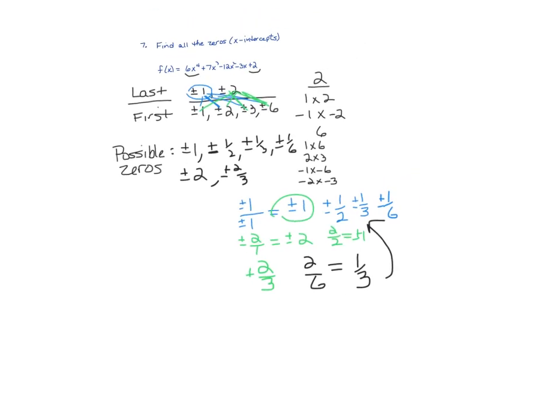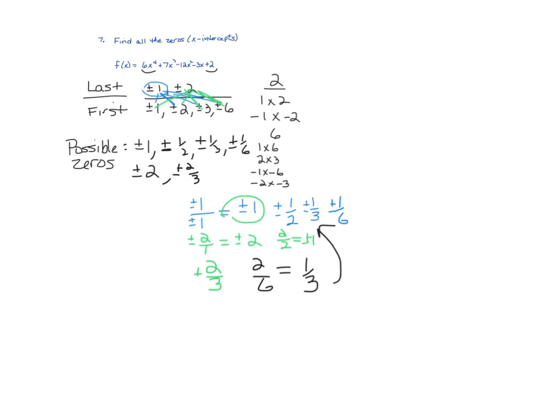Now, it depends on how good you are at guessing and testing. You may have to do it a couple times before you do a synthetic division problem and get a remainder of 0. I've already done it and gotten rid of the bad ones for you. So I'm going to try, the ones I always try first are either 1 or negative 1. So I'm actually going to try 1.